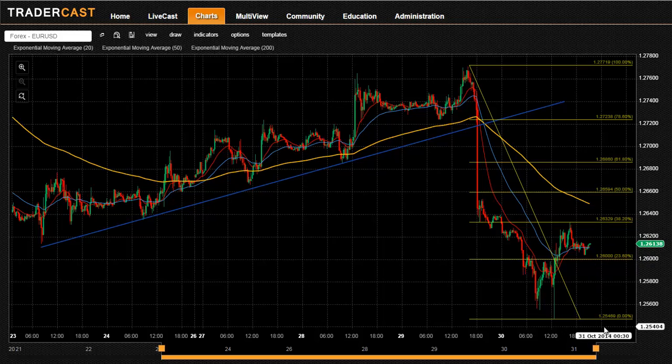So either a loss of these levels lower, or maybe a rally into these levels and then potential shorting opportunities. The bearish bias is still intact, and longer term time frames are still in a clearly defined downtrend.